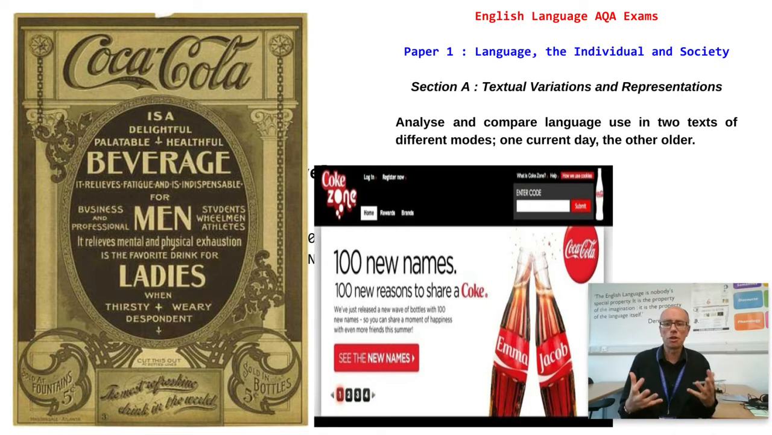So this is the sort of thing that you're doing in that paper one. You're analysing the language choices that are coming through, and you're making deductions about the society from which they arise. So that's your paper one, section A.